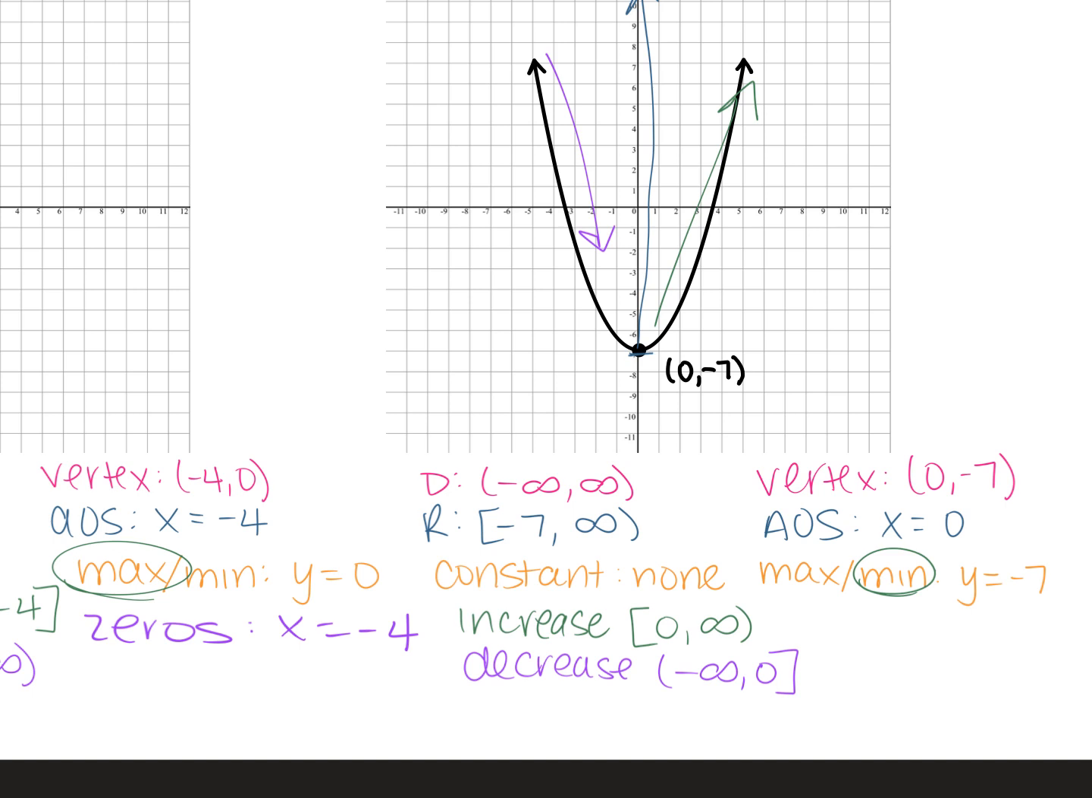Lastly, you have your zeros. So that's where your graph crosses the x-axis. So that's here and here. So that's about negative 3.5 and positive 3.5.